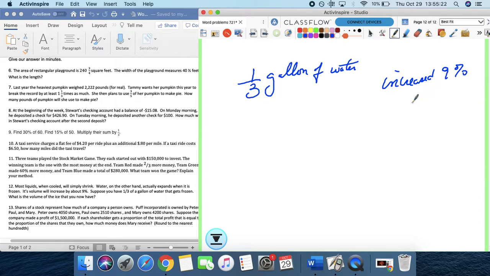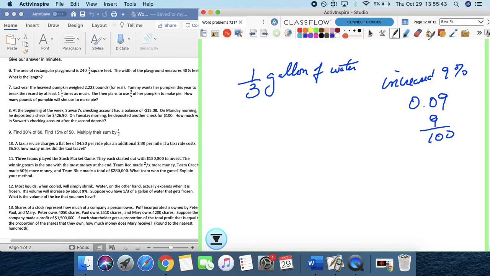Okay, so 9% is 0.09. Or you can write 9 over 100. But here's the problem though. You can multiply 1/3 times this, find out what 9% is, and then add it to 1/3. Okay, so I'll do it that way first.